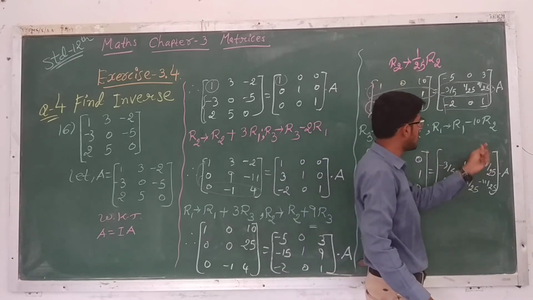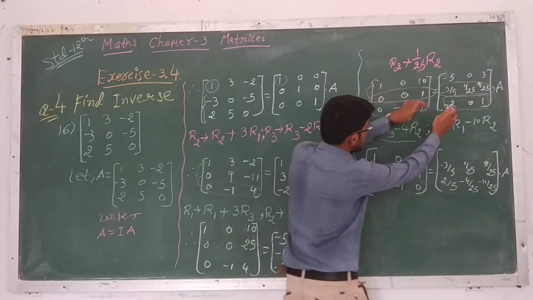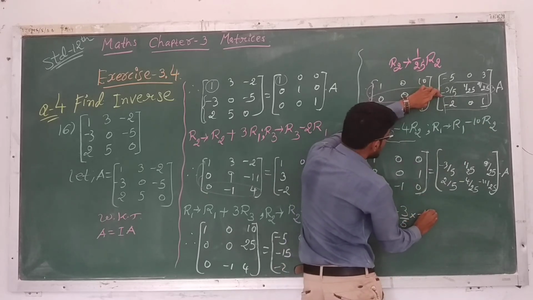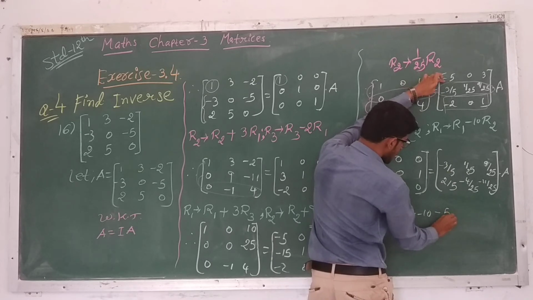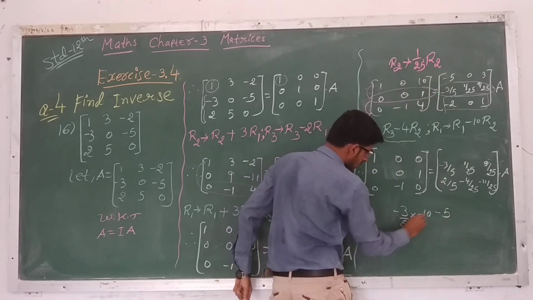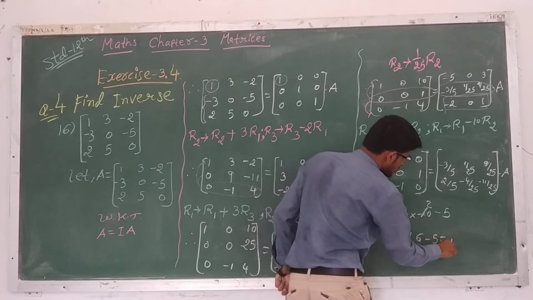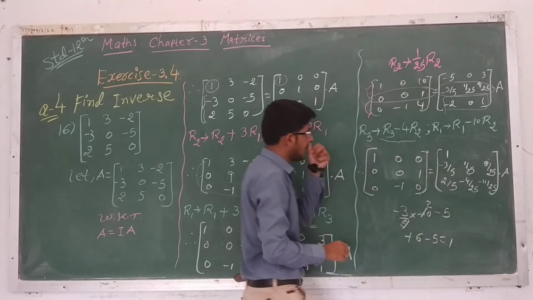The same also we have to apply on the right hand side. So minus 3 by 5 into minus 10, and again first row. So minus 3 by 5 into minus 10 is plus 6, and 6 minus 5 is equal to 1. So here I have 1.